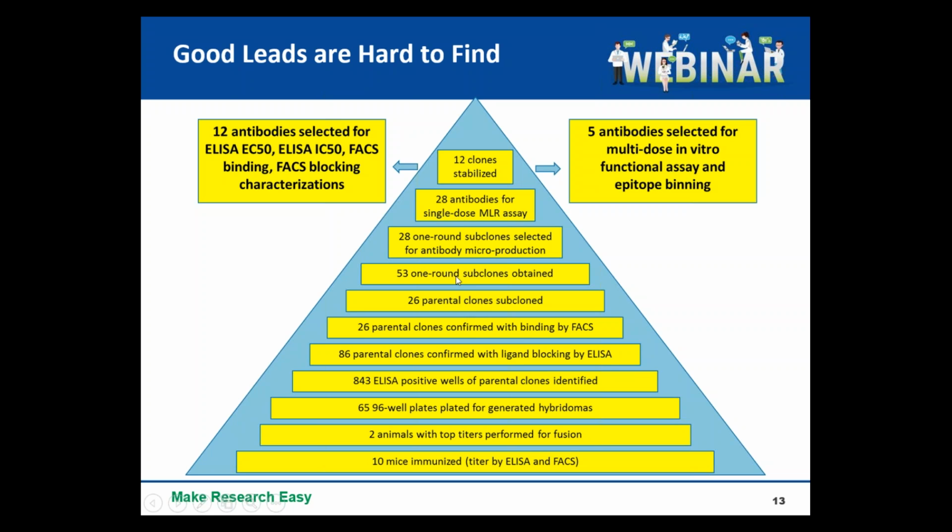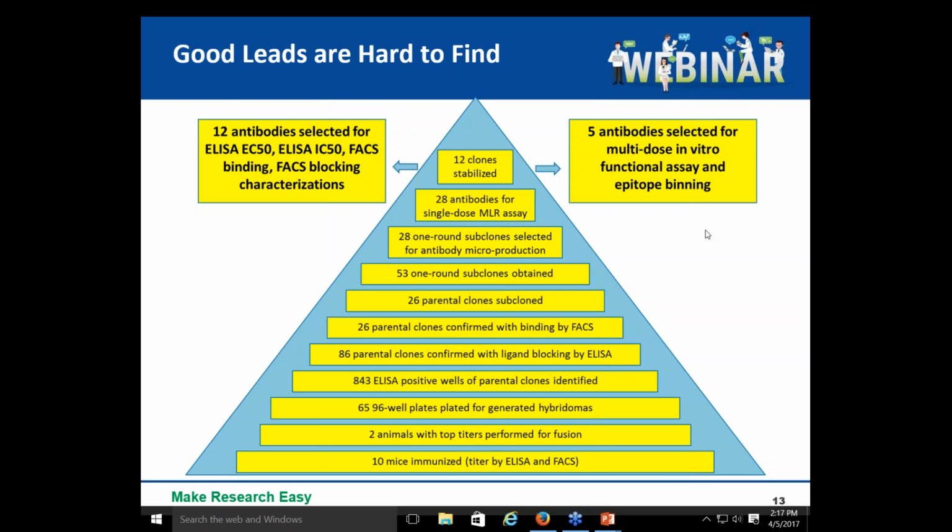Then 26 parental clones were subcloned, 53 one-round subclones, 28 one-round subclones selected for antibody microproduction, 28 antibodies for single-dose MLR, and then 12 clones stabilized, which 12 antibodies were selected for ELISA, EC50, IC50, FACS binding, FACS blocking characterization, and then 5 antibodies were selected for multi-dose in vitro functional assay and epitope binning. So good leads are really hard to find.